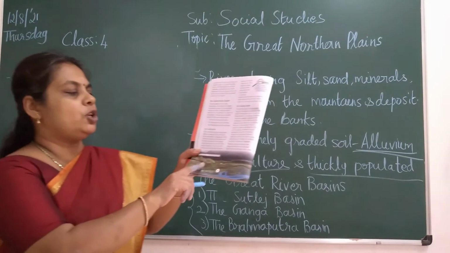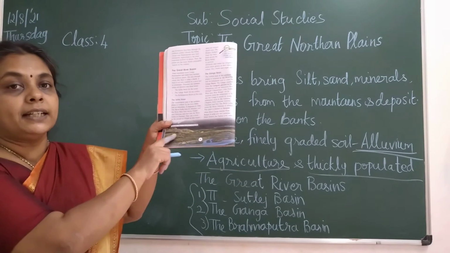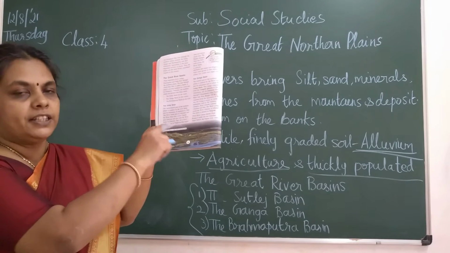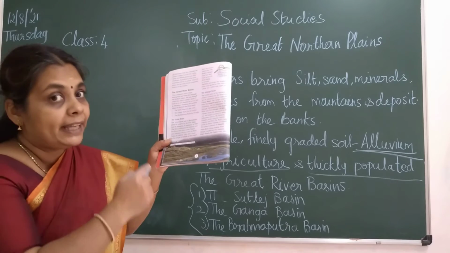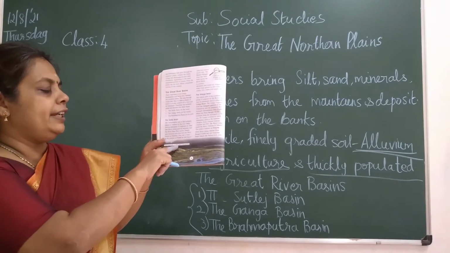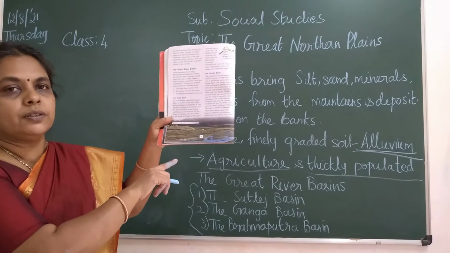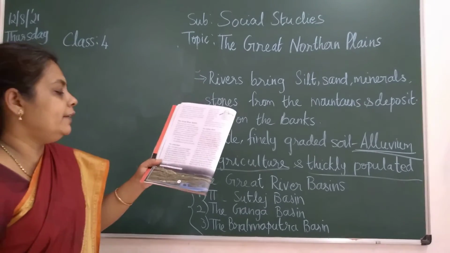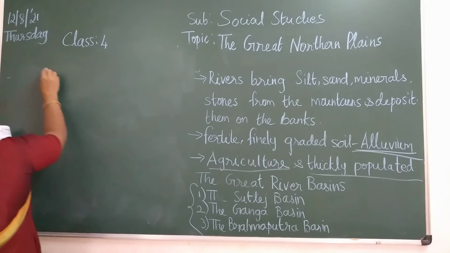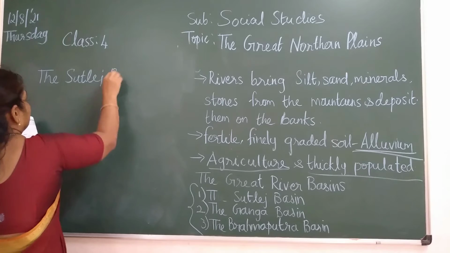In your textbook also, see how the Sutlej river looks before entering India. It's in Tibet now, children. That is, it's flowing through Tibet also. Then it enters India. The Sutlej river valley in Tibet before entering India, how it looks. So this is the westernmost part of the northern plains, children. Now we are going to learn about the Sutlej basin.